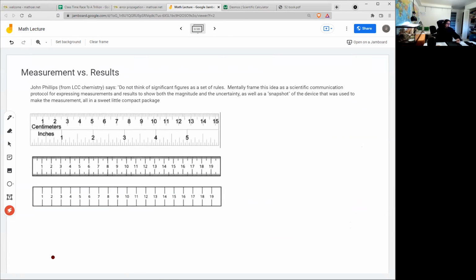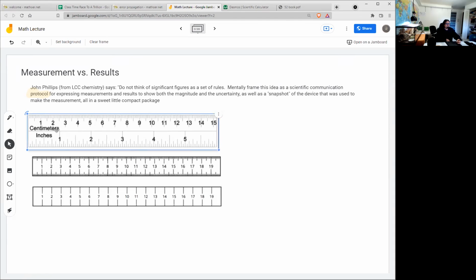So that's why John Phillips from chemistry says, don't think of significant figures as a set of rules. Instead, mentally frame this idea as a scientific communication protocol. A protocol meaning what we've all agreed to do for expressing measurements and results to show the magnitude and the uncertainty at the same time, as well as a snapshot of the device that was used to make the measurement, all in a sweet little compact package. And to help you understand what he means, I'm going to look at some rulers.